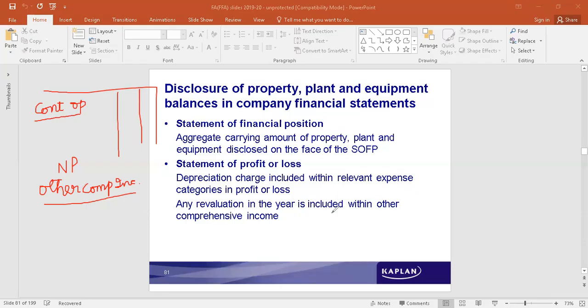Any revaluation in the year is included within other comprehensive income. That is also part of the income statement, but distinction is made separately. The net profit from the operations is accounted. After that, below that, there is a heading called other comprehensive income that will be accounted. So that is also the profit of the business, but separated, distinguished, and then while disclosing these details, it is separated and disclosed.